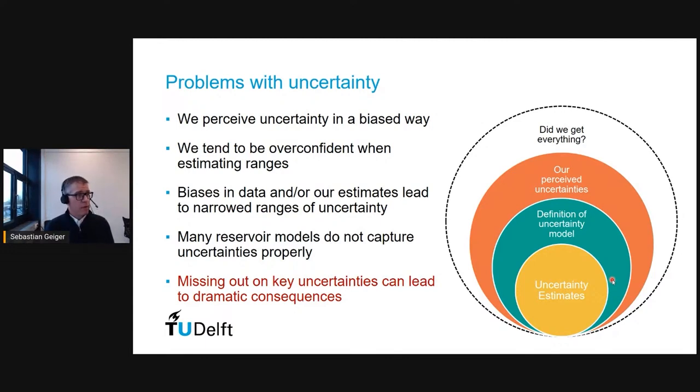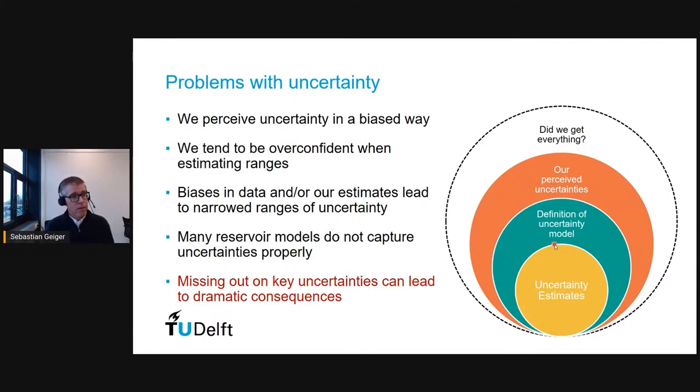So many reservoir models do not capture uncertainties properly. If you think of uncertainty, the big picture here, the big circle is, did we get everything? Did we really think carefully through the uncertainties, the known unknowns, such as permeability and porosity distributions that we struggle to quantify, but also the unknowns, where we may have missed some faults in the reservoir, or missed some essential physics that are really important for our reservoir? Then we have the perceived uncertainty. These are the things we can think about and are trying to characterize and quantify.